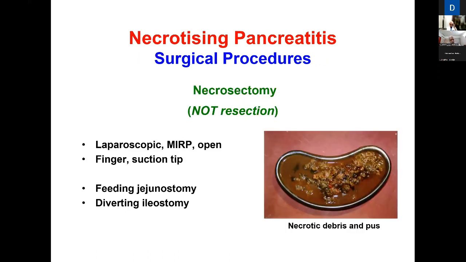Surgical procedure for necrotizing pancreatitis is necrosectomy. It is not resection of pancreas. It is removal of the necrosis, which could be laparoscopic, minimally invasive, retroperitoneal, or open. The best instrument to do necrosectomy is a blunt instrument, finger or suction tip, not knife, not an energy source. And in most of these cases, one should think of a feeding jejunostomy in place of a nasojejunal tube. And in case the viability of the colon is in doubt, then a prophylactic or preventive diverting loop ileostomy.